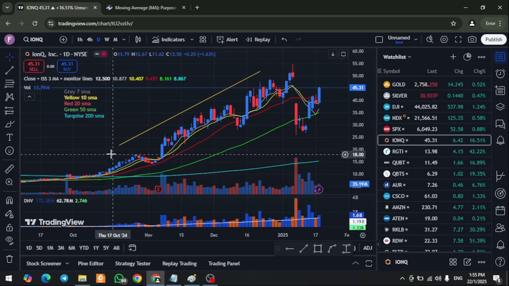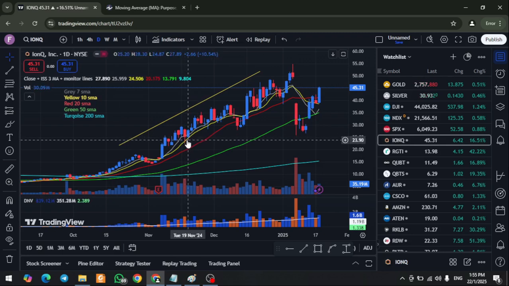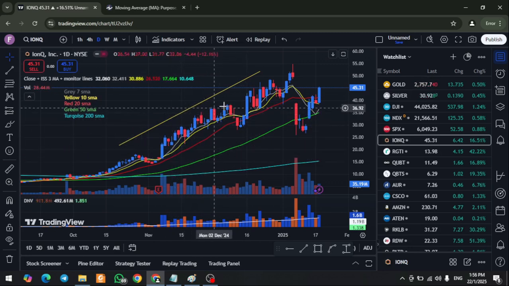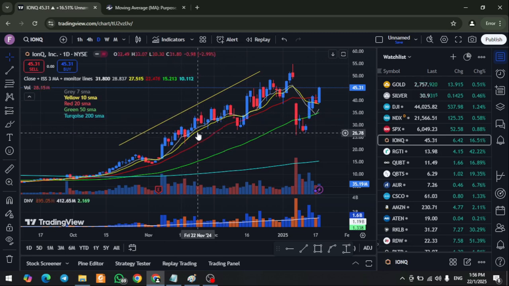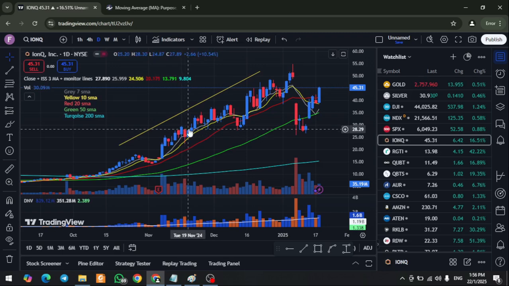So if you are going to enter a position on this particular stock, you can consider entering around the 7 or 10 days moving average. Most of the time the stock will bounce on this level, on the 10 or 7 days moving average. So you can use it as your support line. You just have to wait for the price to come, and you enter around this area.